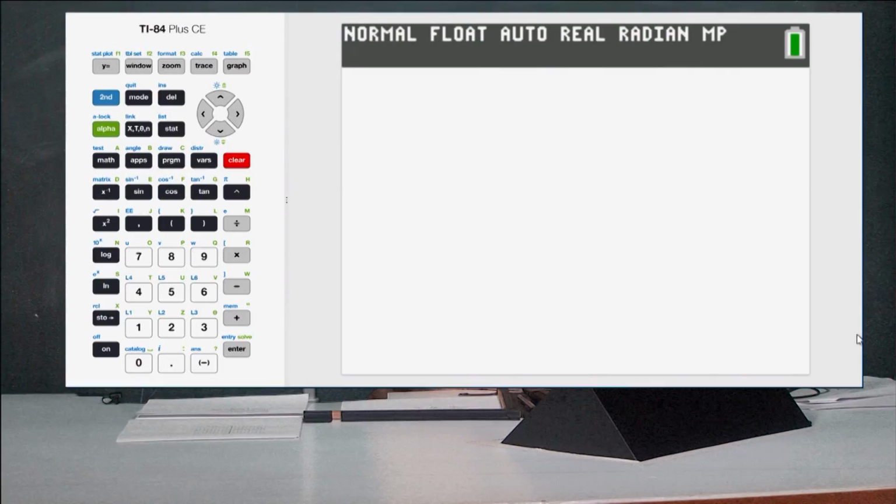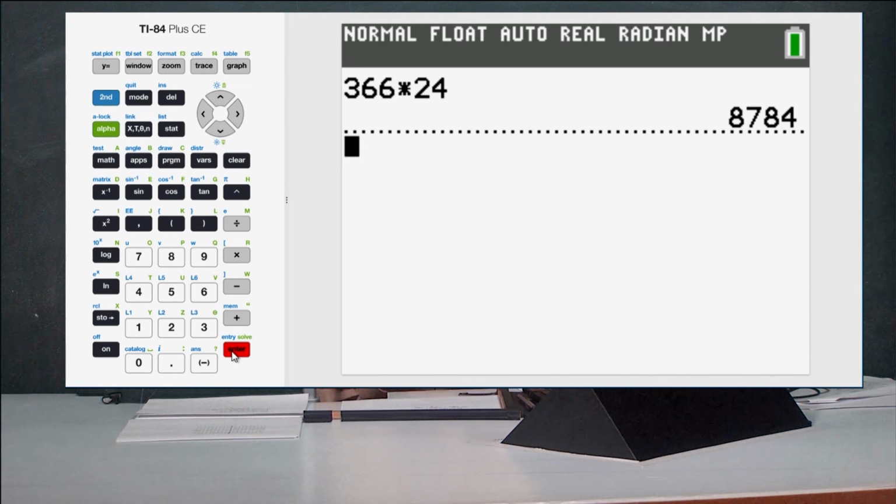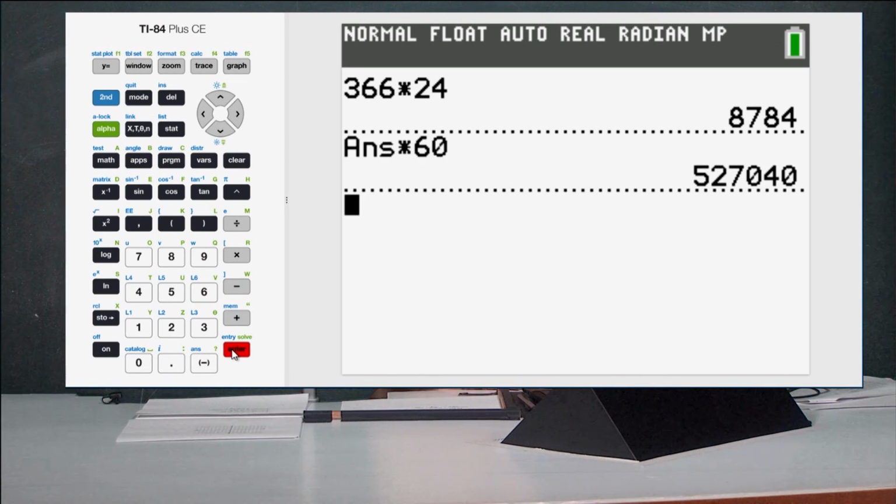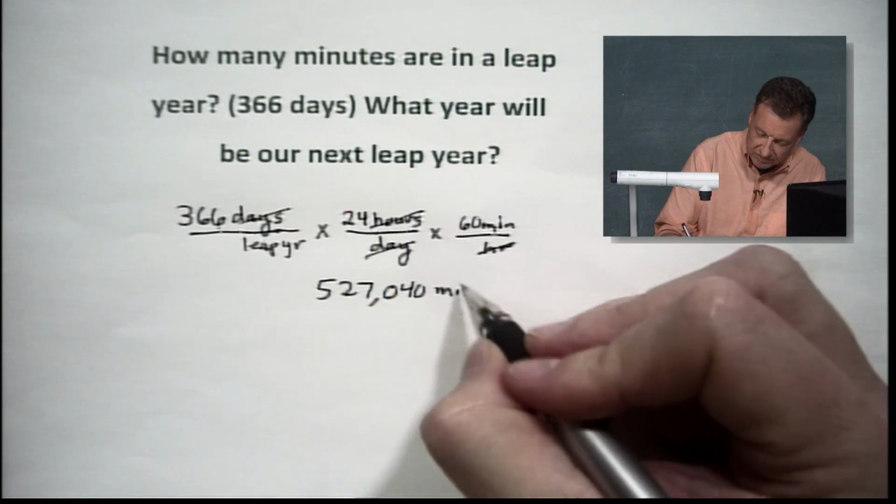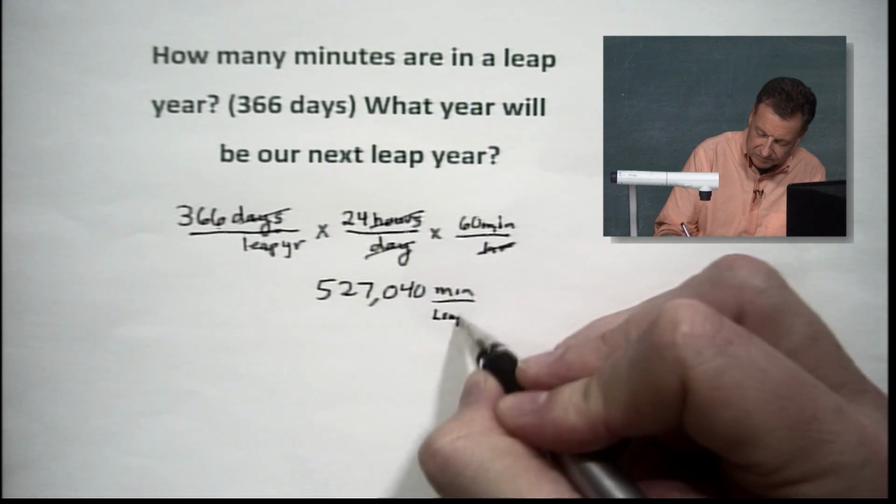So let's take a look at our calculator. It says 366 where we start. We're going to multiply it by 24. And I'm going to go ahead and hit enter, because that's how many hours are in a leap year, in case you were ever wondering: 8,784. Let's do that times 60, because that's what we're looking for. Now, how many minutes? We're going to transfer to minutes. And there you have it. Whoa! 527,040 minutes per leap year.